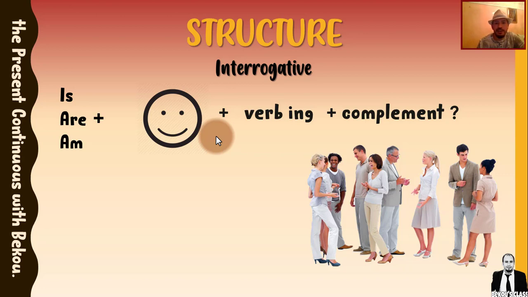Let's move to the interrogative. In the interrogative, the subject is no more at the beginning. So we have is, are, or am, then the subject, then the verb with -ing plus the complement and the question mark. So look at these people. What are they doing? Are they talking? Are they chatting to each other?